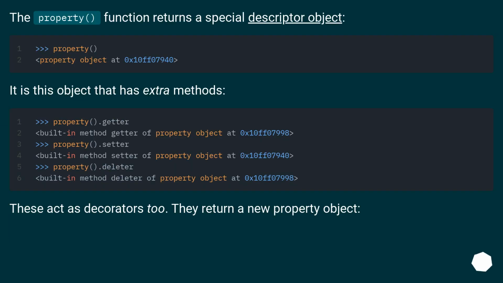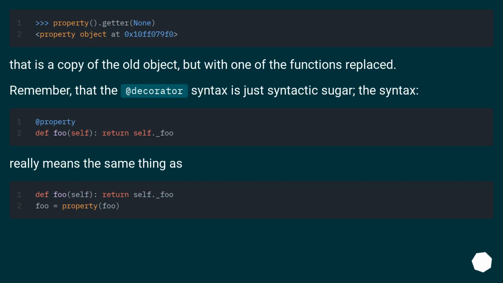The property function returns a special descriptor object. It is this object that has extra methods. These act as decorators too. They return a new property object. That is a copy of the old object, but with one of the functions replaced.